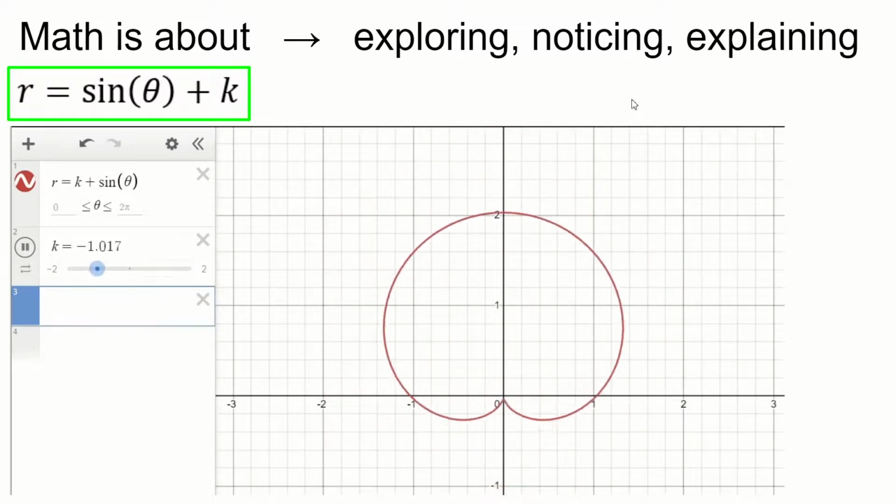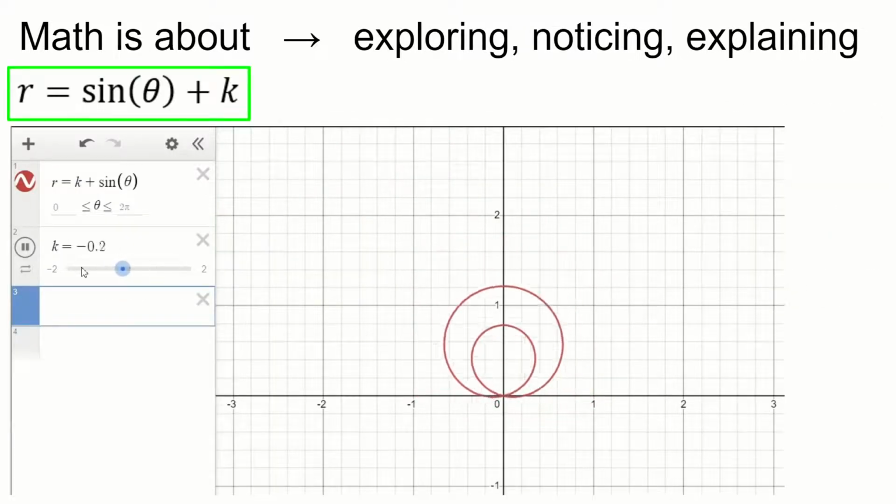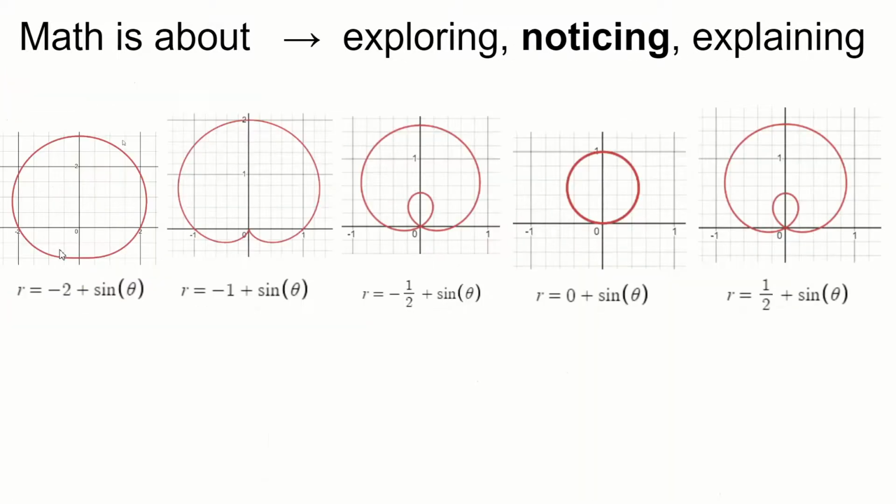So what you're going to do, I'm about to illustrate the process that you are going to go through. If I was going to do this same thing, I'd say, okay, instead of having a slider, let's look at specific values of k. So what happens if k is -2, -1, -1/2, 0, 1/2? Go ahead, pause the video, notice a couple of things with your partners.